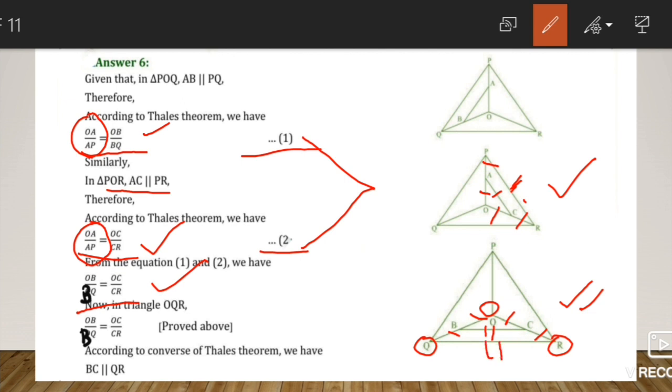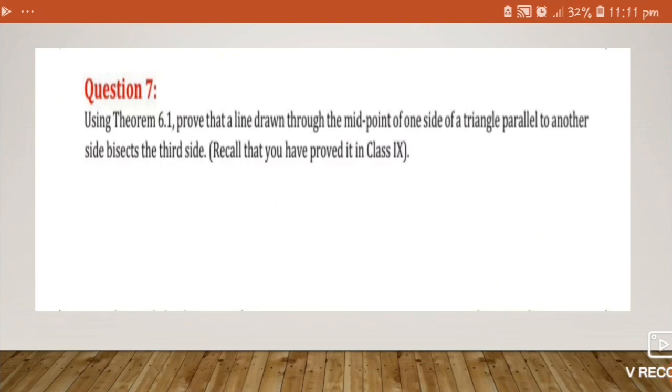Okay. In this way, you have to solve question number 6. It is clear how BC is parallel to QR. Okay, so let us check question number 7. Question number 7 is using theorem 6.1. Prove that a line drawn through the midpoint of one side of a triangle parallel to another side bisects the third side. This is the midpoint theorem, which we have studied in class 9. Now you have to prove the midpoint theorem by using the BPT theorem, which is theorem 6.1. You have to prove the midpoint theorem, which you have studied in class 9, by the BPT theorem.